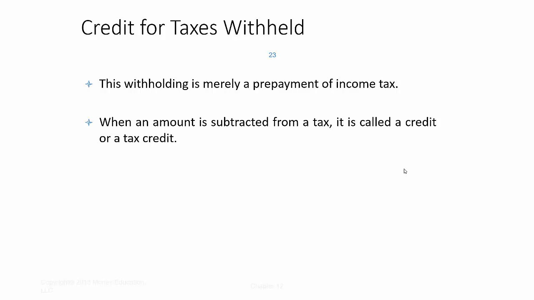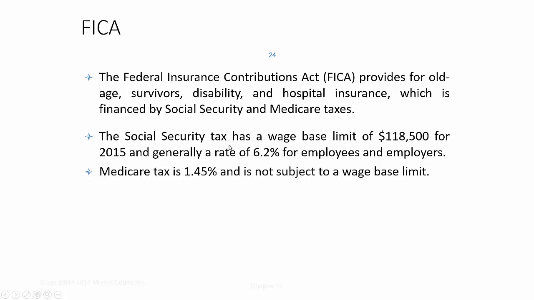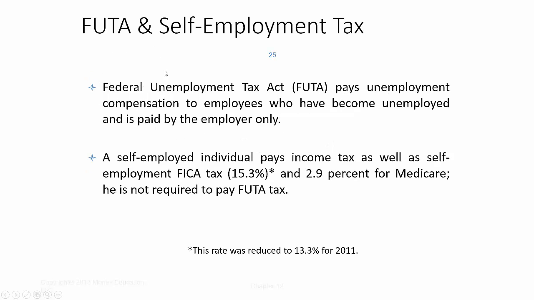Then here's a credit that's applied to Social Security tax, right? Social Security tax has a wage-based limit of $118,500, and that was in 2015. So if you make more money than this, you don't pay Social Security on anything above this level. But Medicare is not subject to a wage limit, all right? And this is FICA taxes. This is your Social Security taxes. And then we have the FUTA, which is the unemployment tax, which we also pay, but self-employed individuals do not pay this tax. And they have the self-employment tax where you have to pay both sides. So if you're working for a company, a firm, an organization, you pay half, the company pays the other half.